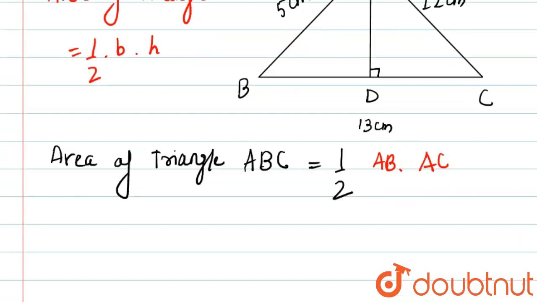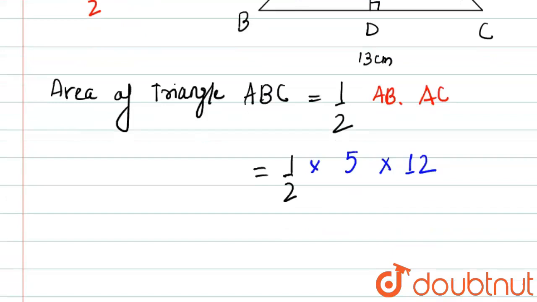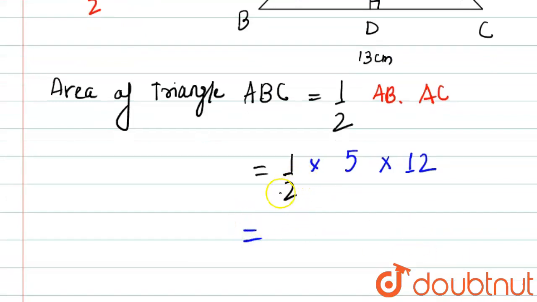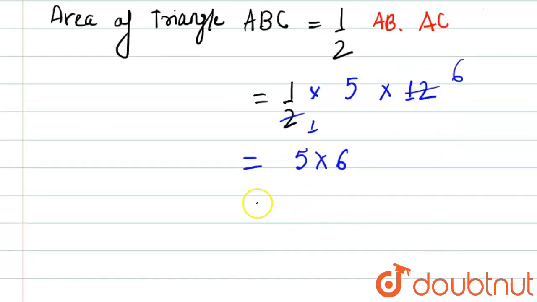If we put the values, that is half into AB, the value of AB is 5, and AC is 12. So this 2 will cancel with 12, 6 times. So that is 5 multiplied by 6, that is 30 centimeter square. So that is the area of triangle ABC, 30 centimeter square.